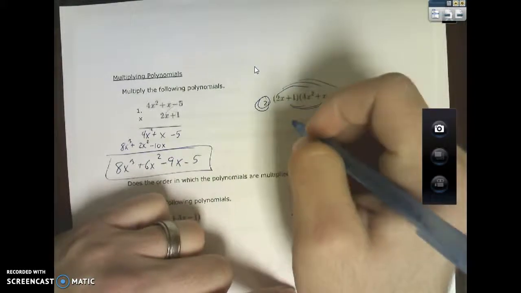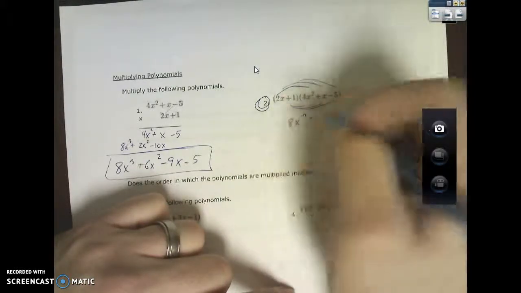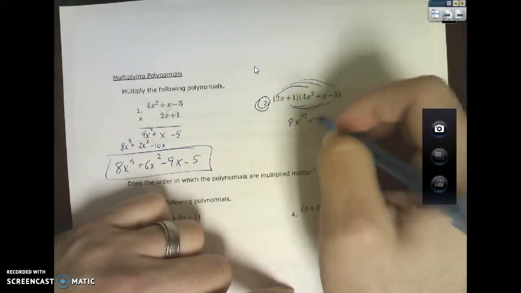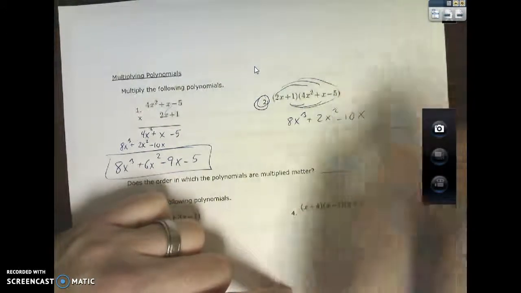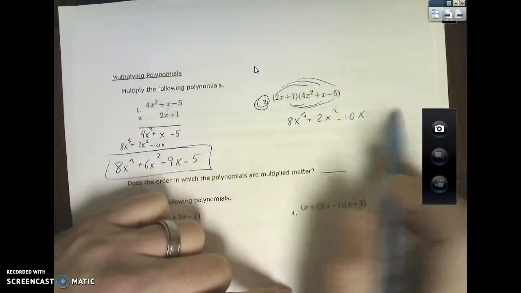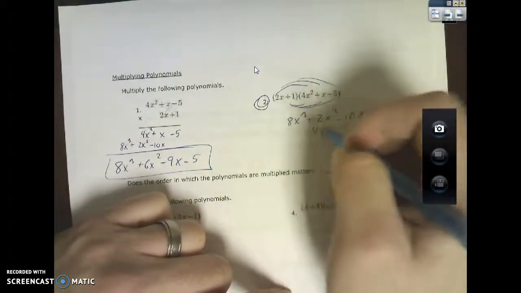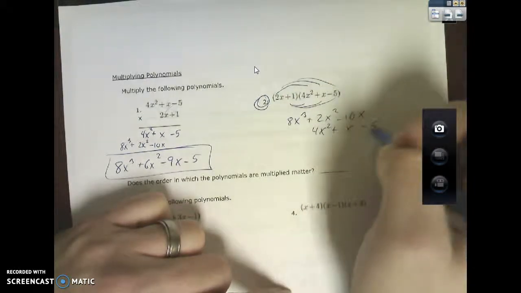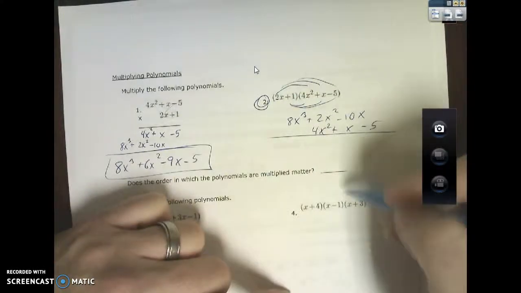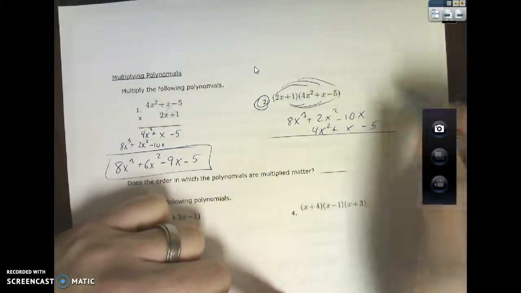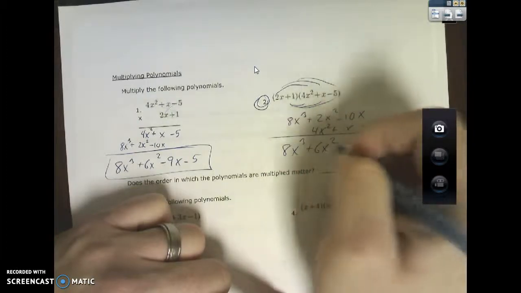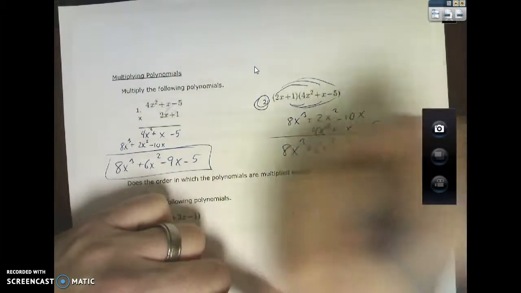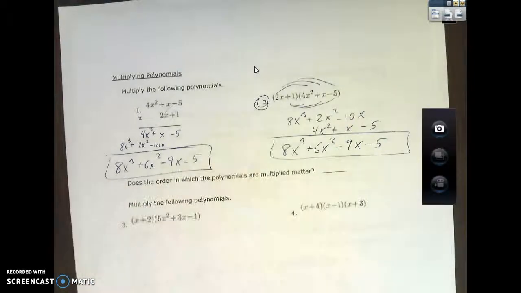2x times 4x squared is 8x cubed. 2x times x is 2x squared. 2x times negative 5 is negative 10x. Now I distribute the 1 across: 4x squared plus x minus 5. And notice it's the same problem, just set up a little bit differently. 8x cubed plus 6x squared minus 9x minus 5. You will get the same answer either way.